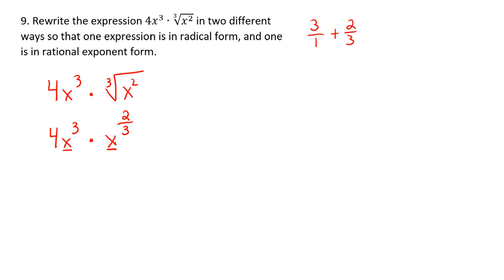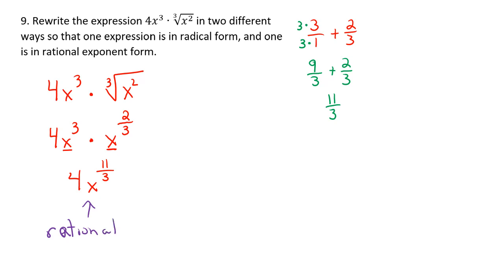They do not have like denominators, so I need to give them like denominators. So I'll have 9 over 3 plus 2 over 3, and I add them together. That's going to give me 11 over 3. So now I have 4x to the 11 over 3. I have now written it in rational exponent form.